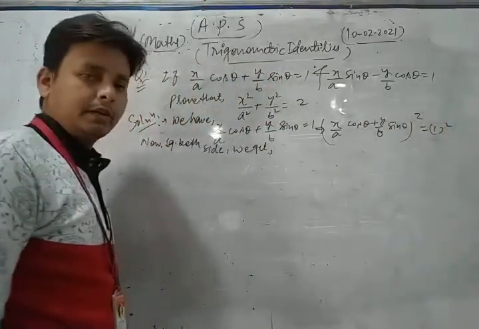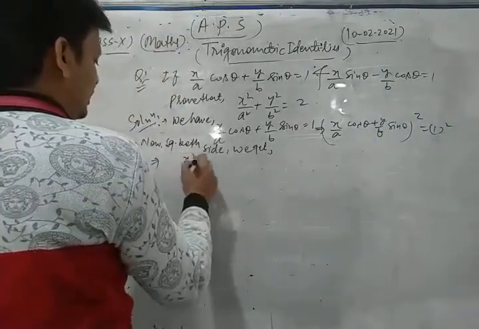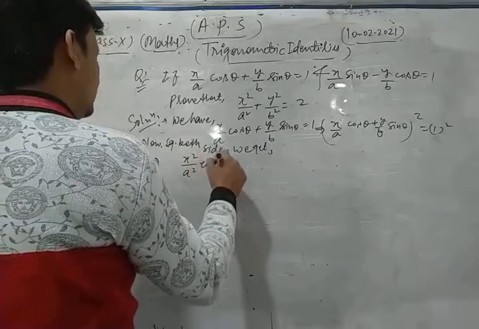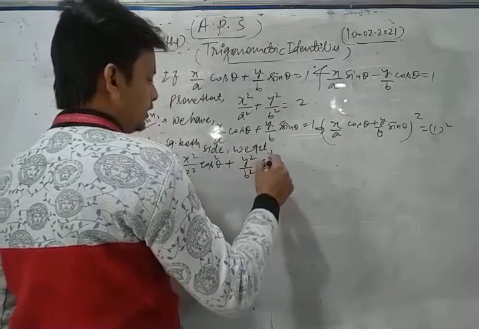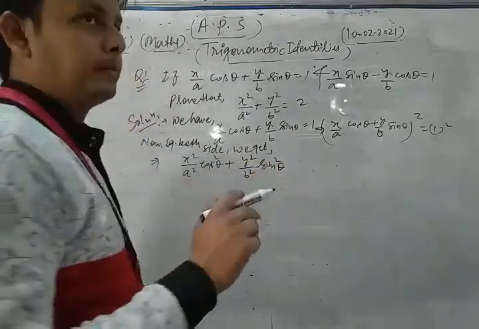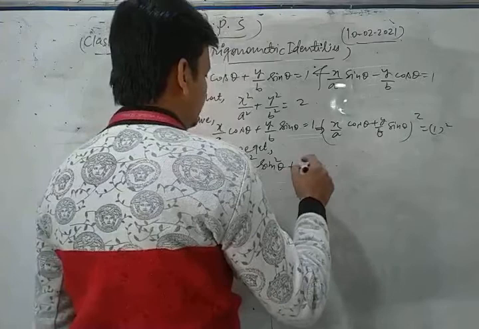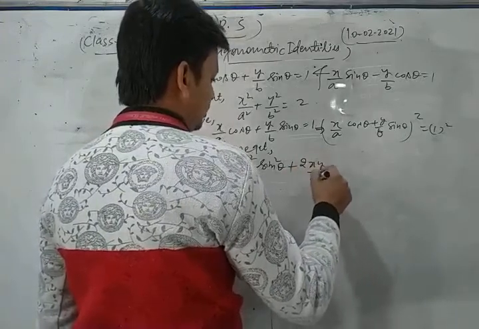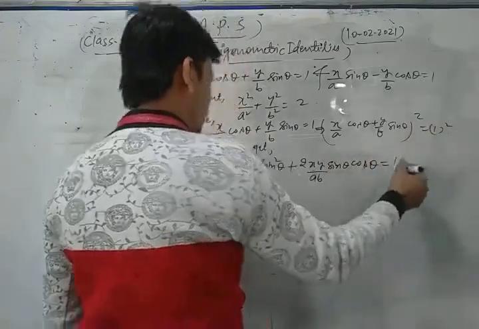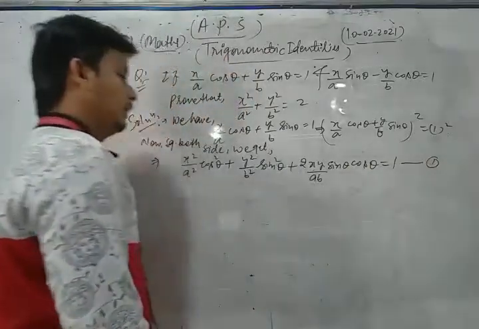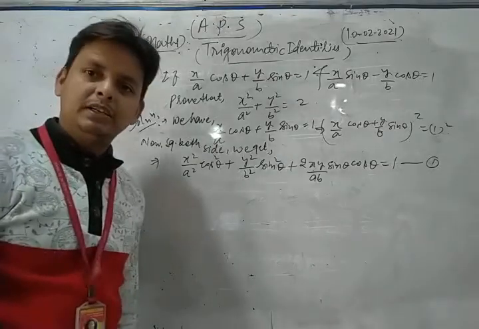Now expand them based on the identity (a plus b) whole square. So we get a square, that is x square upon a square cos square theta, plus b square, that is y square upon b square sin square theta, plus 2ab, that is 2xy upon ab sin theta cos theta, is equal to 1 square. Take this as equation number 1.